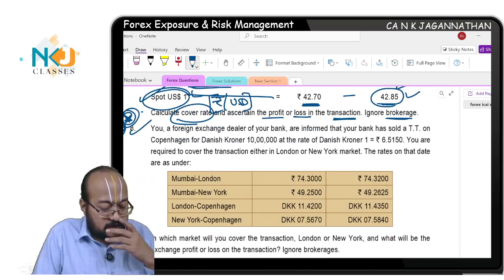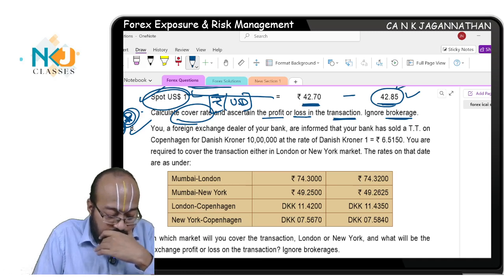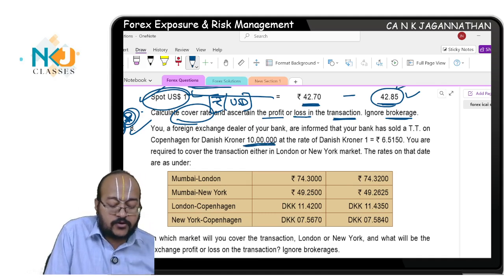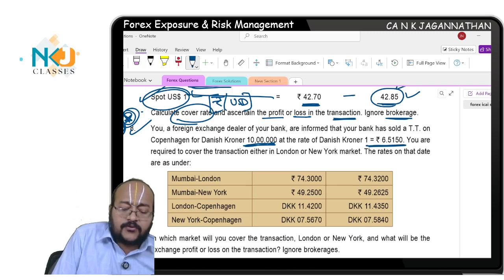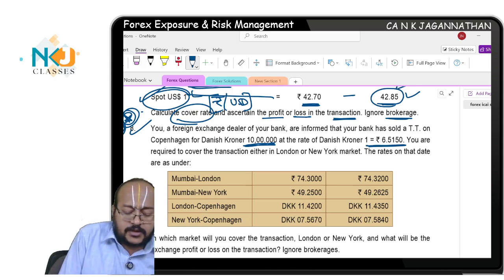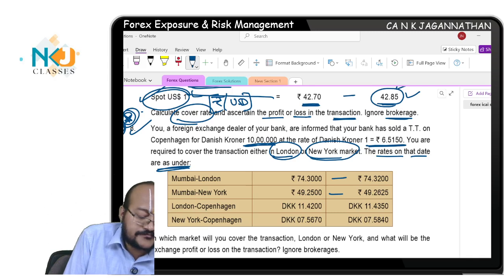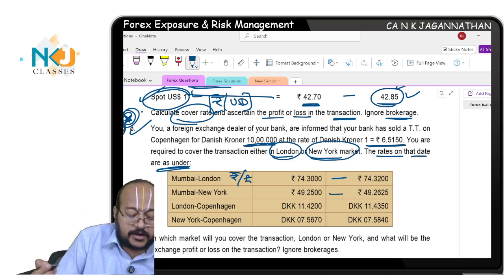You, a foreign exchange dealer of your bank, are informed that your bank has sold a TT on Copenhagen for Danish kroner 10 lakhs at the rate of Danish kroner 1 equal to 6.515. You are required to cover the transaction either in London or New York market. The rates on that date are as under. Mumbai London rate is given, with bid rate and offer rate. Mumbai London is rupee per pound. 1 pound is equal to 74.3 rupees, with bid and offer rates 74.30 and 74.32.